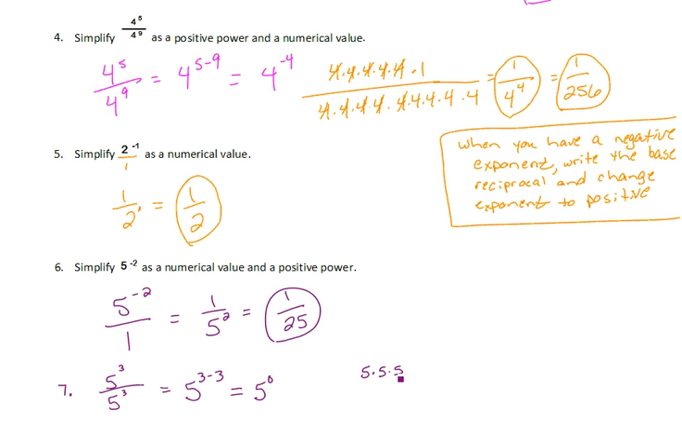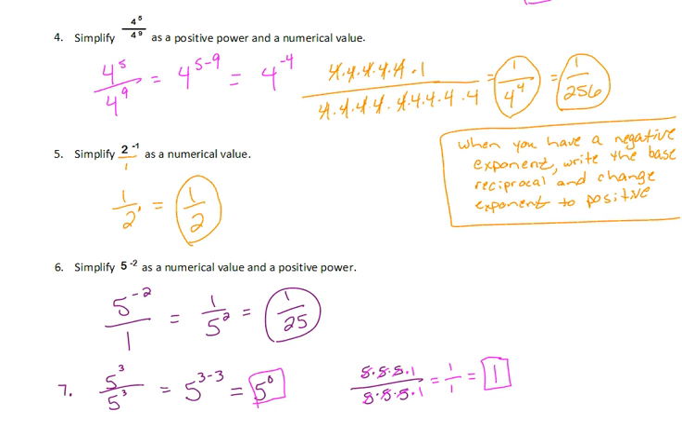All right, let's go ahead and look at what that is. I have 5 times 5 times 5. I'm dividing that by 5 times 5 times 5. Well, what happens to everything? All of my factors cancel. What am I left with? Well, remember up here, we're always left with a 1. We are always multiplying by a 1. So what's left over in the numerator? 1. What's left over in the denominator? 1. What's 1 over 1? 1. Okay, so 5 to the 0 is actually 1.